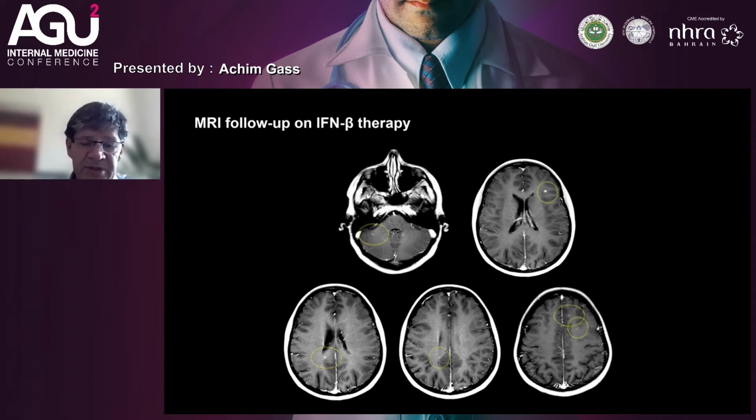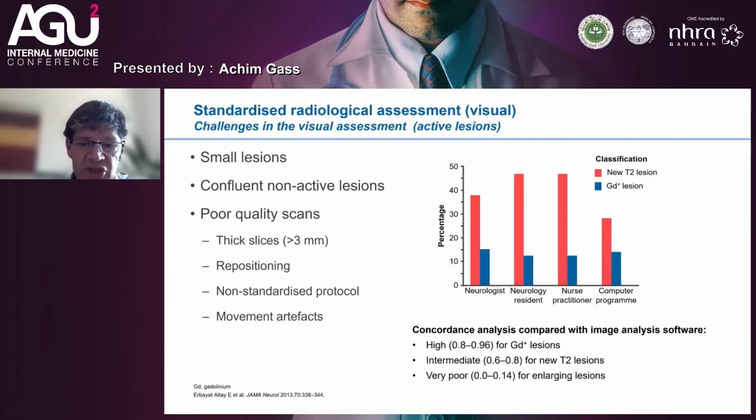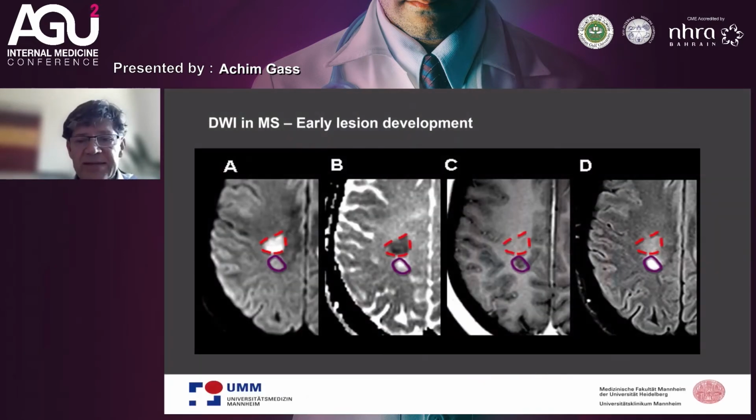And many times these contrast enhanced images make it clearer, as you can see from this systematic review, that it is much better to detect contrast enhanced lesions in comparison to new T2 lesions. Also, enlarging T2 lesions can be quite difficult to see if the measurement technique is not perfect. Here you can see another feature.